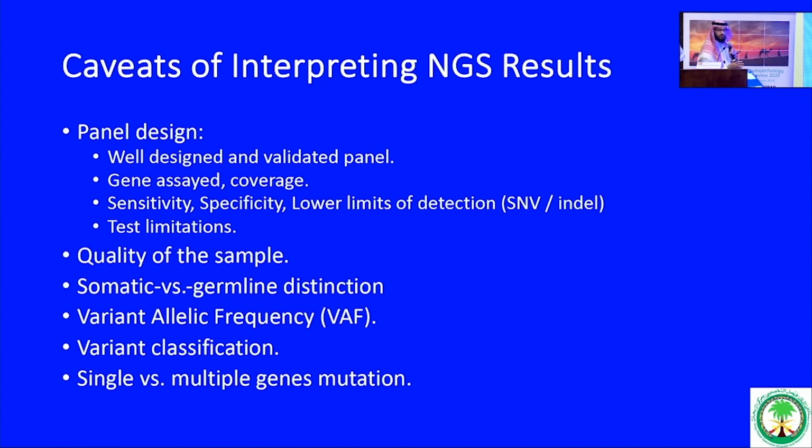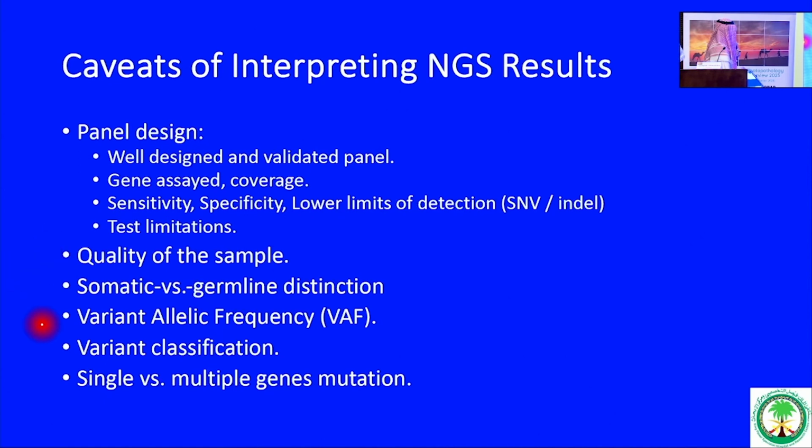All of them test for NGS myeloid, but with different panels, different genes included, different coverage, different quality metrics, sensitivity, specificity, and lower limit of detection. So you need to understand the limitation of every test. Quality of sample is very important. If you have a bad biopsy, you cannot give a diagnosis under the microscope because the aspirate or the biopsy is limited. The same thing with NGS.